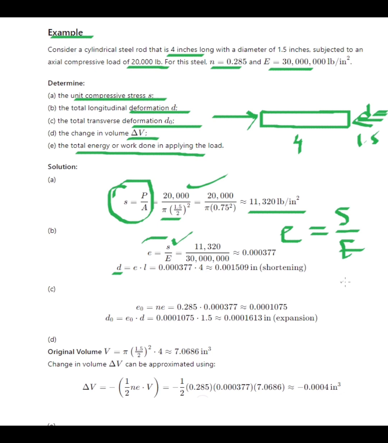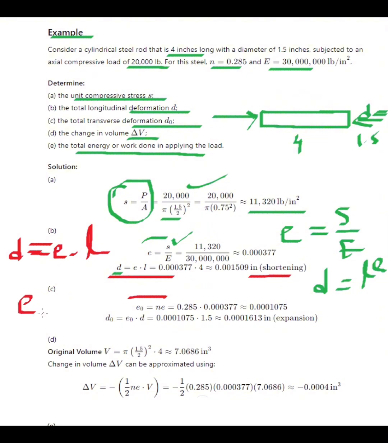Deformation is nothing but strain, which is change in length by original length. So deformation D we can calculate based on the strain and original length: if you multiply the strain and original length, you get the deformation. Actually, it is shortening because of compression. And lateral strain we can calculate. Lateral strain E naught equals Poisson ratio into longitudinal strain.